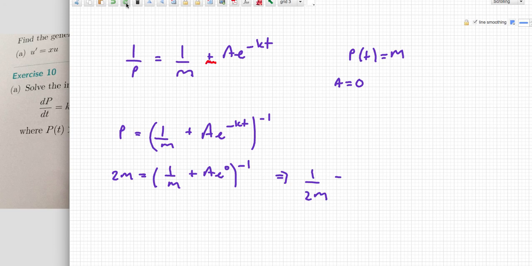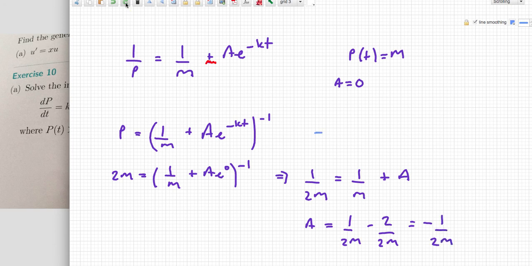So that's going to give us 1 over 2m is equal to 1 over m plus a to the minus 1. Oh, sorry, I've done it on mathematics. So 1 over m plus a, and then the reciprocal of that is 1 over 2m. So I've just done the left hand side. Then what I need to do is a little bit of fraction work. I'll change the 1 over m to 2 over 2m and move it over to the other side. So 1 over 2m, take away 2 over 2m is a, and that's going to be equal to minus 1 over 2m.